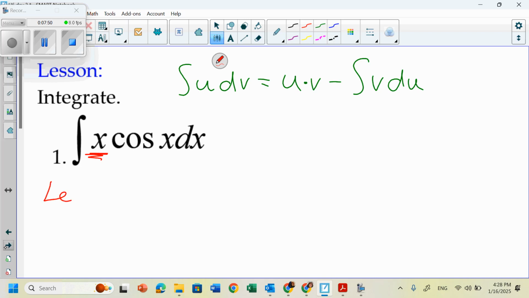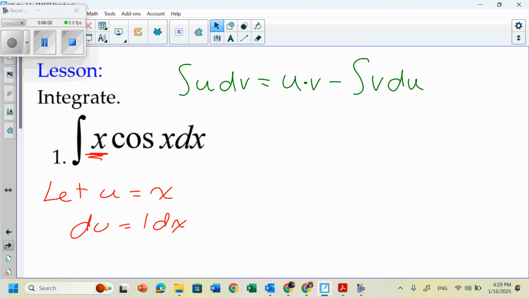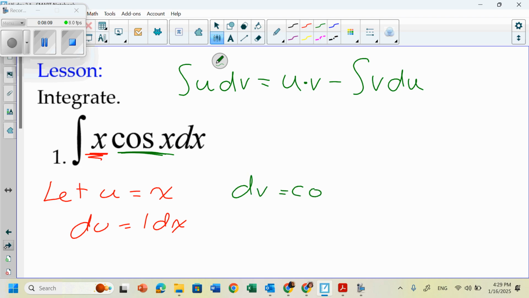So that means that this is dv. dv is cosine x dx. So the integral of cosine x dx, the antiderivative of cosine x, is negative sine x. Now I do not need to do a plus c. Plus c's come at the very, very end. Oh, nope, I did that wrong because the derivative of sine is cosine. It's not negative, it's just positive. Sorry about that. As soon as I wrote that down, I knew I was wrong.